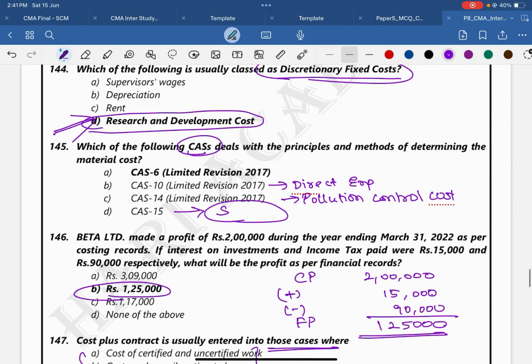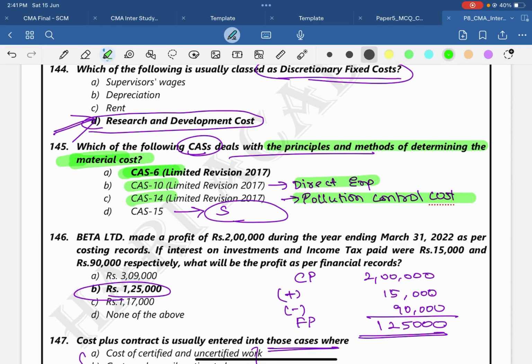145. Which one of the following cost accounting standards deals with the principles and methods of determining material cost? That's what we have really revised. Material is CAS 6, employee cost is CAS 7. CAS 10 is nothing but direct expense. CAS 14 is nothing but pollution control. CAS 15 is nothing but selling and distribution overheads.